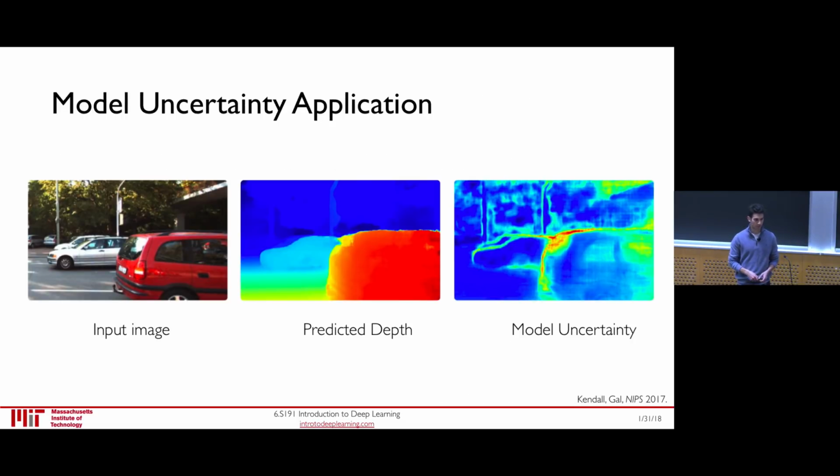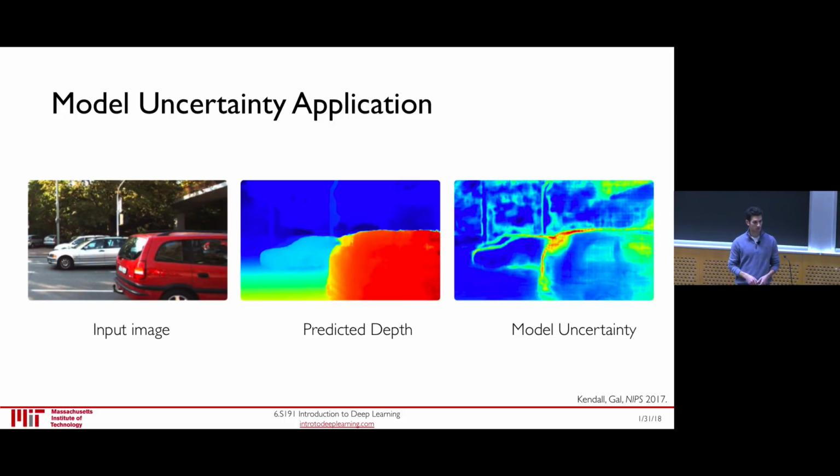Now, to give you an example of how this looks in practice, let's look at this network that was trained to take as input images of the real world and output predicted depth maps. So at the output, we have a predicted depth map, where at each pixel the network is predicting the depth in the real world of that pixel.